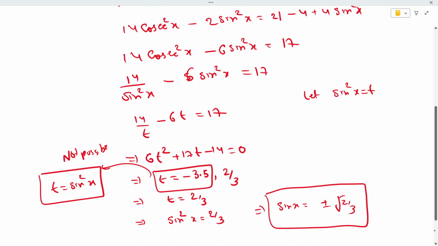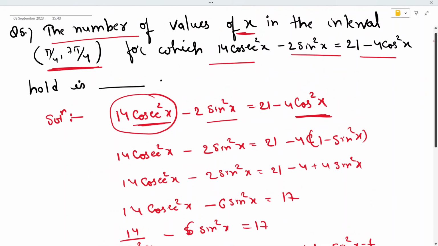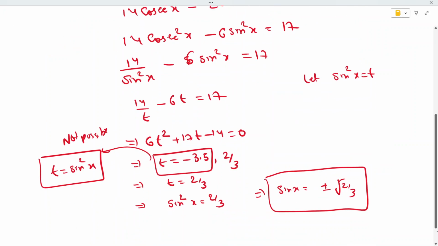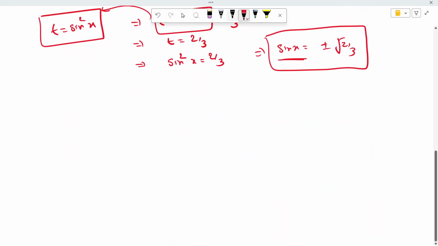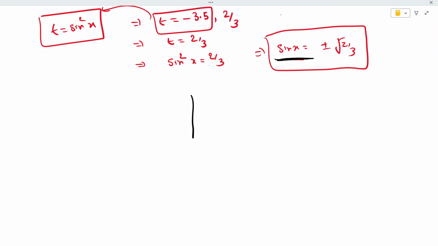Now what is asked is the number of values of x in the given interval, for which this equation holds. So we have to evaluate the values of x, and we get sin x is equal to plus minus root 2 by 3. Now first we take sin x is equal to root 2 by 3, with x lying between pi by 4 and 7 pi by 4.